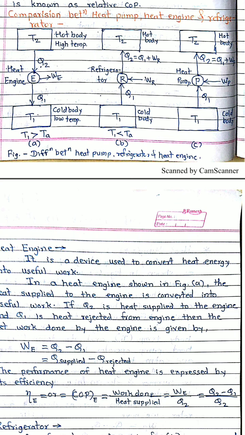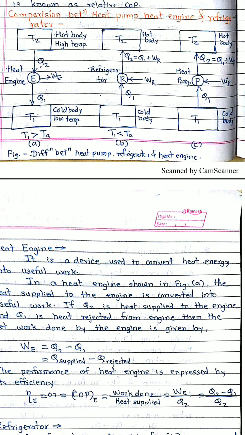In the upper side, T2 is there. Two reservoirs are there, T1 and T2, for all cases. T1 is considered as a low temperature reservoir, or you can call it a cold body, and T2 is considered as a high temperature reservoir, or you can call it a hot body. So in a heat engine, what happens? Heat is flowing from high temperature to low temperature. Suppose Q2 is the heat produced, and Q2 is transferred to the low temperature, which is T1. So heat will flow from T2 to T1.